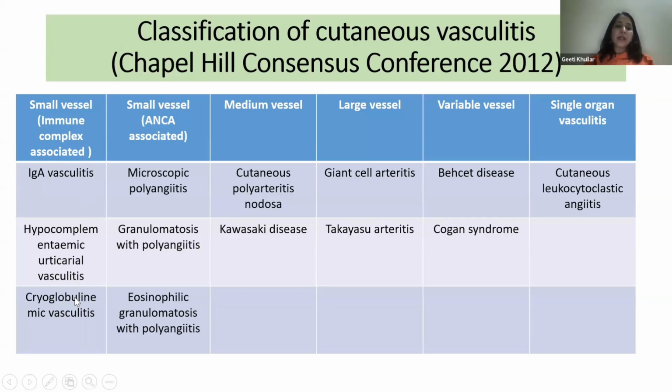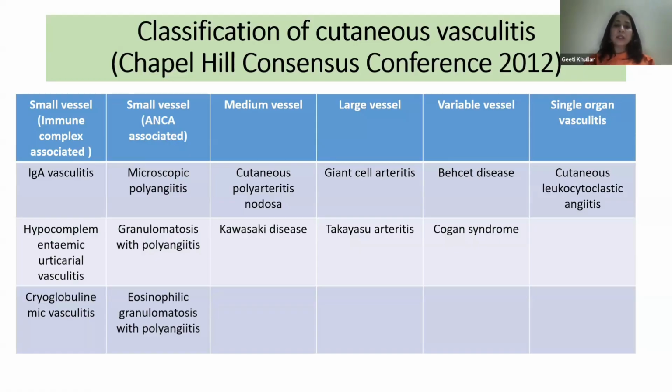Then we have hypocomplementemic urticarial vasculitis, which is characterized by the urticarial lesions predominantly. And the third one is the cryoglobulinemic vasculitis, which may not be very frequently seen. The small vessel vasculitis can also be ANCA associated when it is microscopic polyangiitis, Wegener's syndrome, based on the ANCA which is involved, that we will come across in the subsequent slides, and Churg-Strauss or the eosinophilic granulomatosis with polyangiitis. So these are the new names for the entities which were earlier called Churg-Strauss and Wegener's granulomatosis.